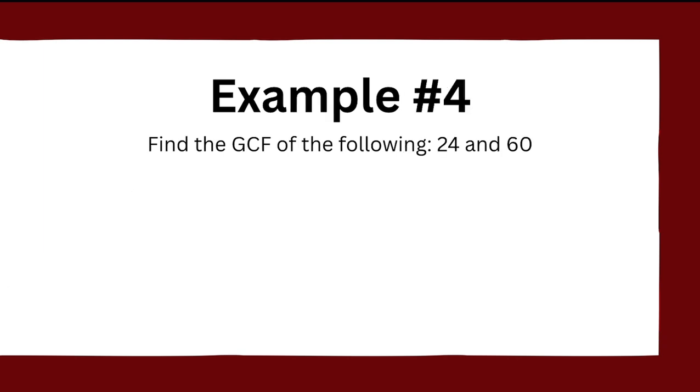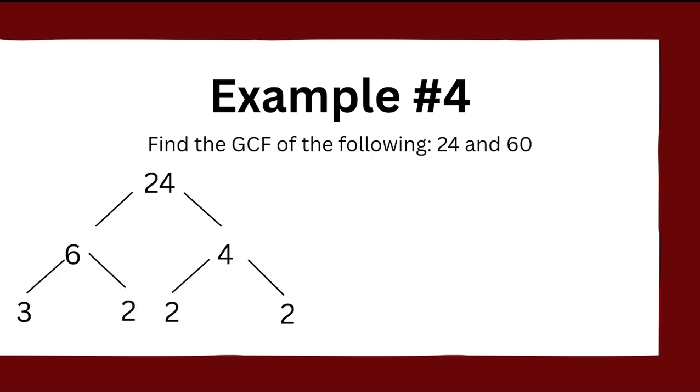Now going on to our fourth example, it says find the greatest common factor of the following, 24 and 60. So starting off with 24, I'm going to write that down. What two numbers can I multiply to get 24? That could be 6 times 4, okay? So when I do this 6 times 4, I'm simply going to do 3 times 2, because I know 3 times 2 would get me 6. Same with 2 times 2, which would get me 4.